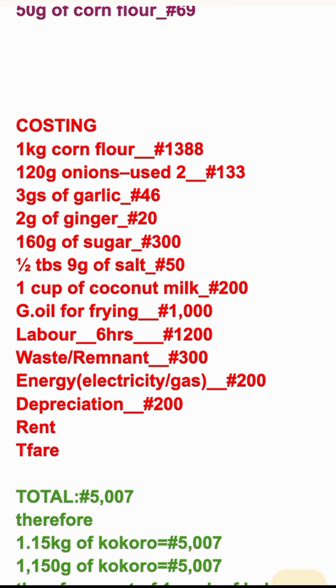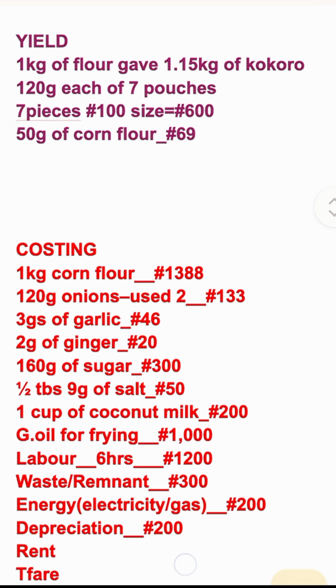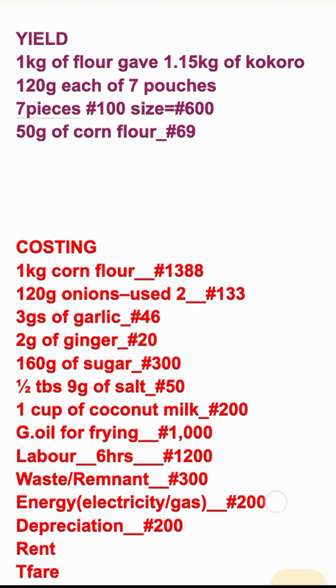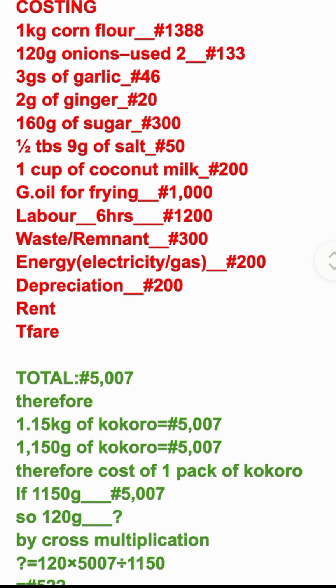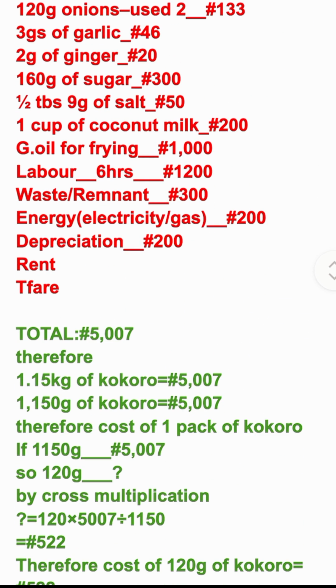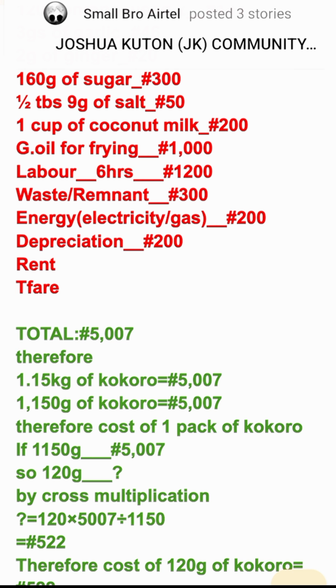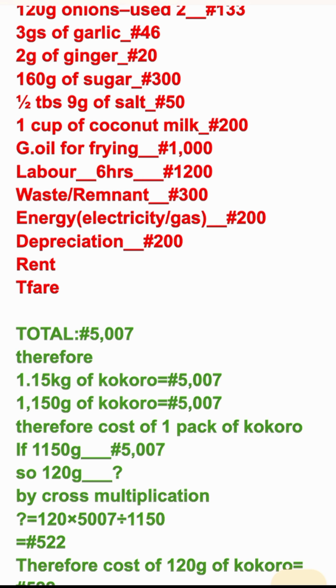So you have to just put a price on it. If you are paying rent, you have to put it. Your transport fare, probably your transport fare when you went to deliver your product, or when you went to the market to buy your products, everything has to be there. So you add up everything together, and what I got was 5,007 naira.